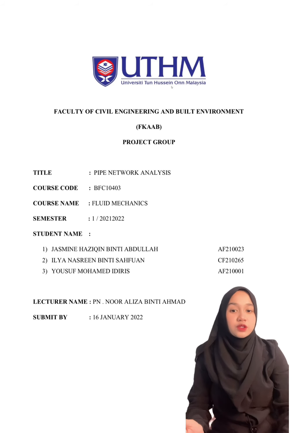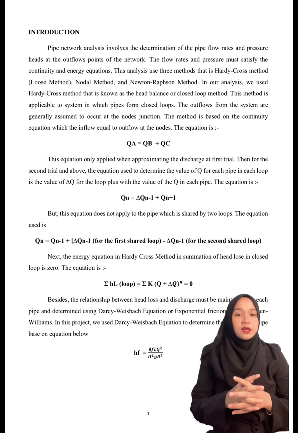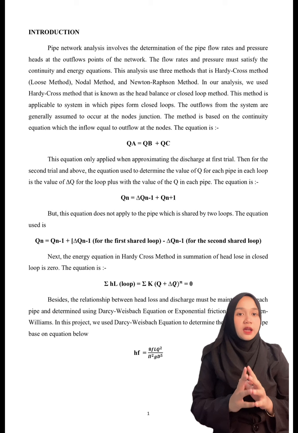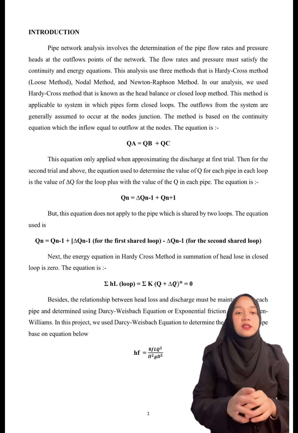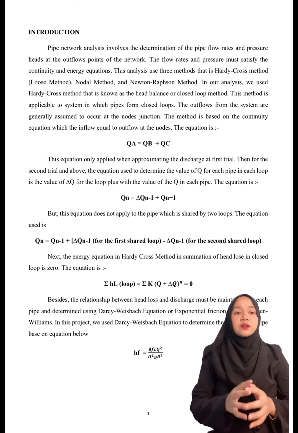First of all, we will go through the introduction. Pipe network analysis involves the determination of the pipe flow rates and pressure head at the outflow point of the network. The flow rates and pressure must satisfy the continuity and energy equation. This analysis uses 3 methods, which are the Hardy-Cross method, Nodal method, and Newton-Raphson method.